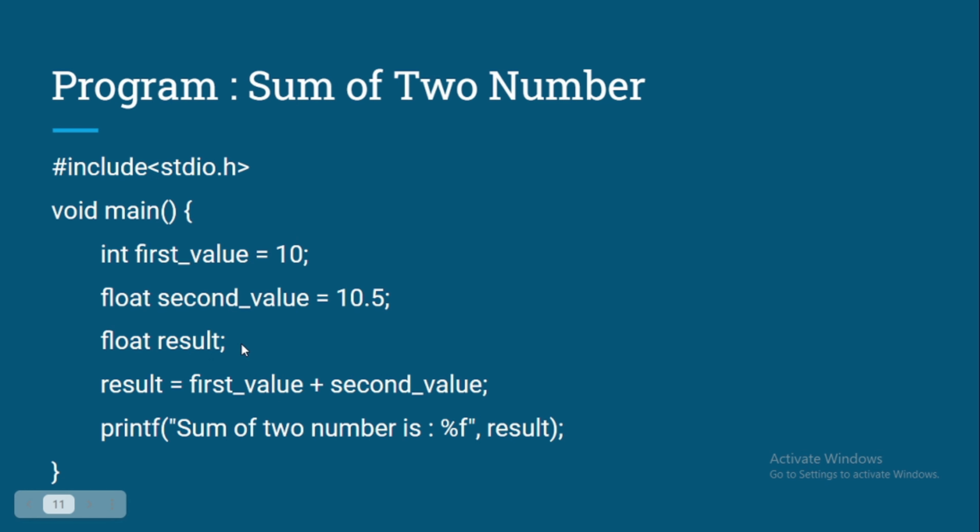So why do we have that result? Because it will store the sum of the first value and the second value. In the last line we are printing out the printf, sum of two numbers is percentage f. What is that? We will talk about that, and comma result, right? So that is the whole program, the code which is written to do a sum of two numbers.